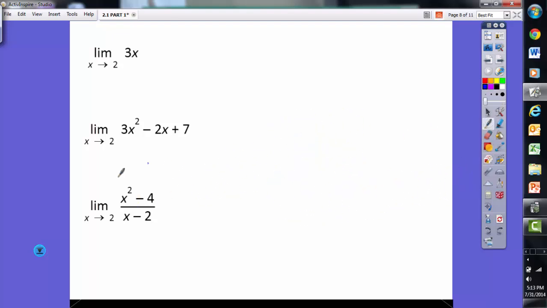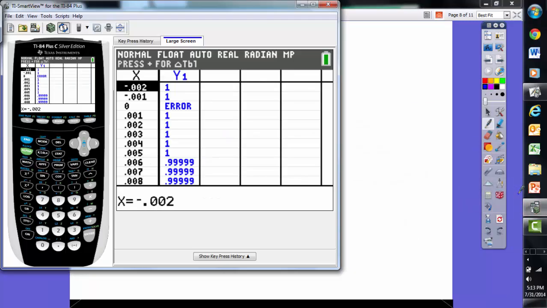Now this one is where things start to get really hairy. When you plug in 2 here, you get 0 over 0. And we already said when that happens, something weird is going on, and we have to talk about what that is. So let's take a look at the graph, x squared minus 4 over x minus 2.